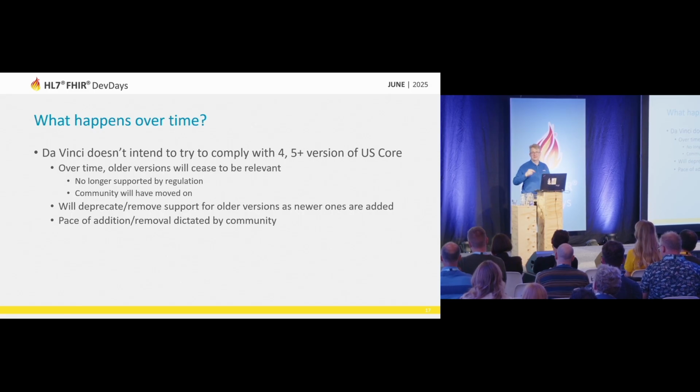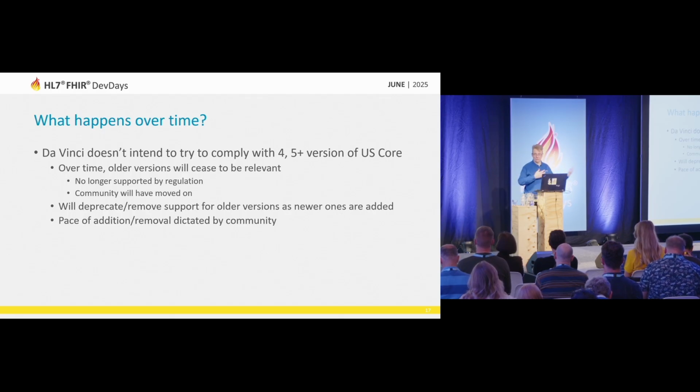But also because, in reality, older versions cease to be relevant. So the regulation that said thou shalt support 3.1.1 will no longer really be relevant once we have passed January, and now everybody has to be on 6.1. And so we will start to fade out those older versions as we add in new ones. Now, the specific time frame for adding in those new versions and fading out the old ones kind of depends on the community and/or on regulation, which impacts the community.